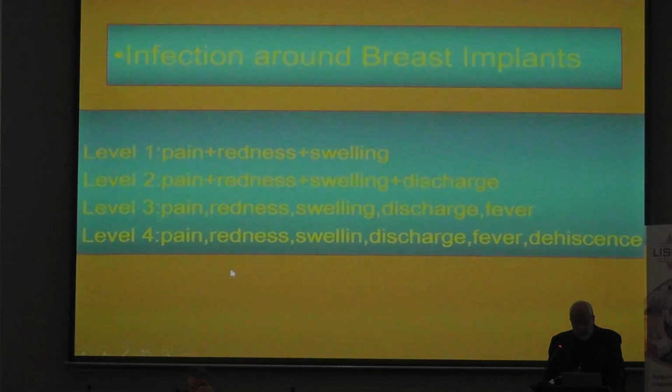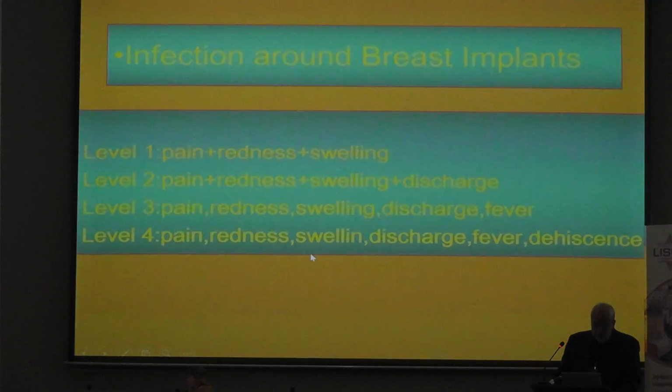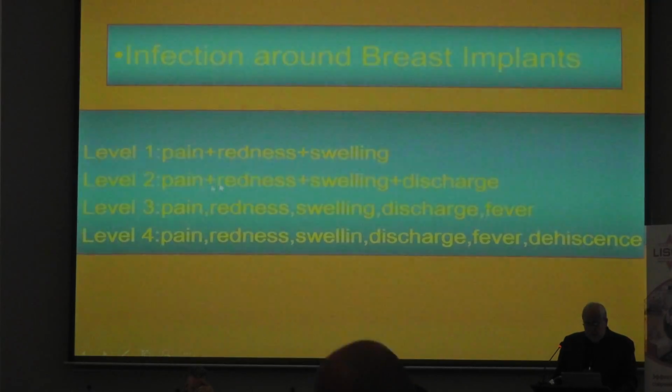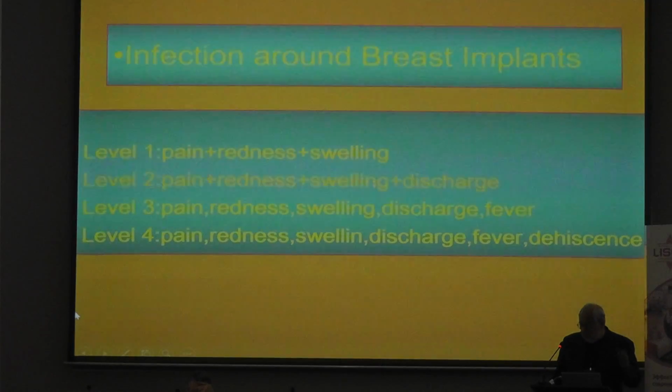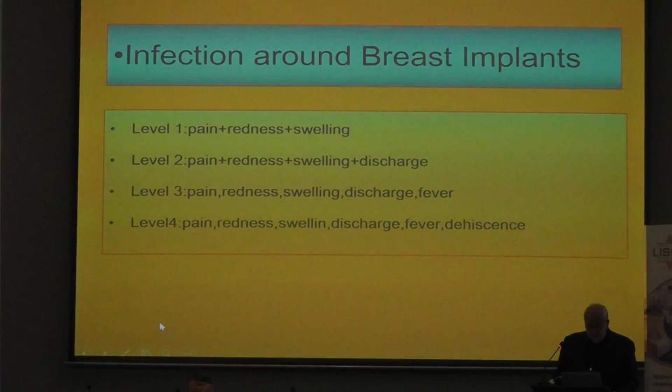is to recognize the 4 different levels of infection around an implant. Level 1 is pain, redness, and swelling. Level 2 is pain, redness, swelling, and discharge. Level 3 is pain, redness, swelling, discharge, and fever. And level 4 is pain, redness, swelling, discharge, fever, and dehiscence of the wound edges. This was described by Scott Spears about 10 years ago.